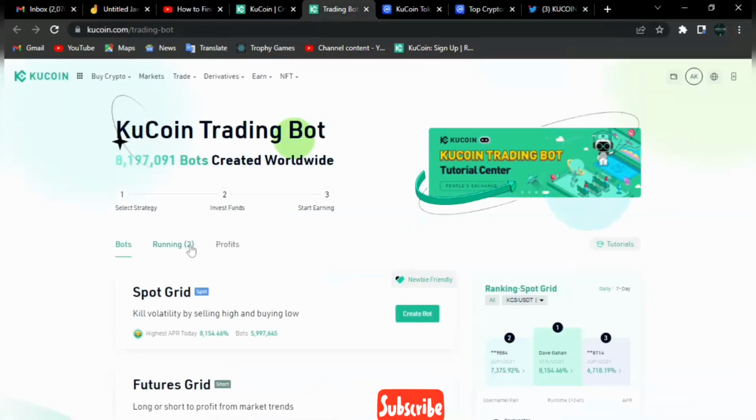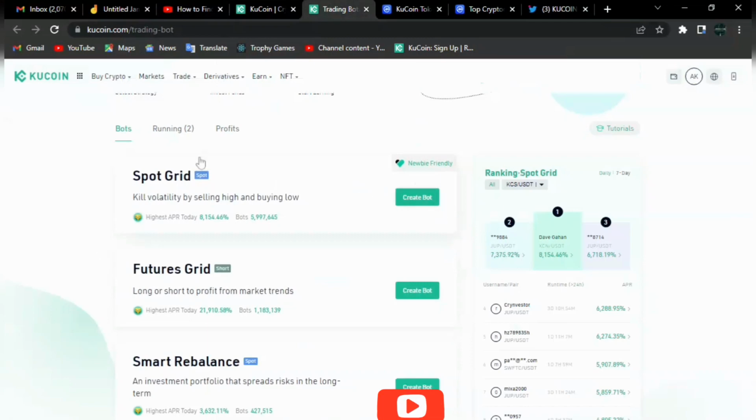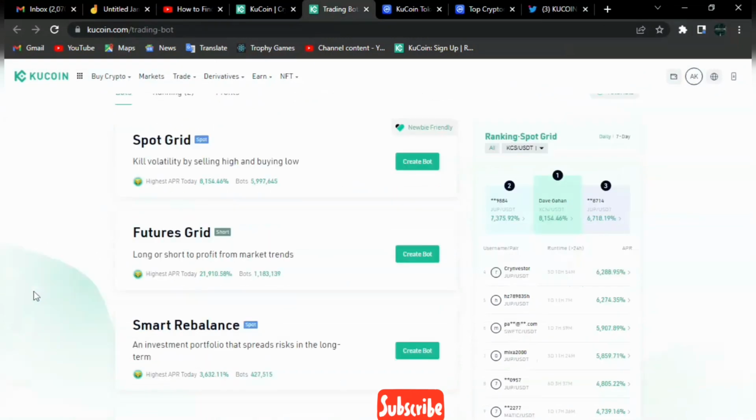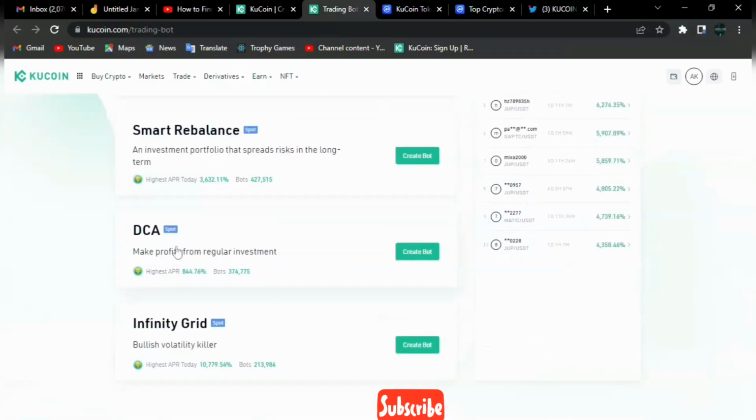Now, getting started on the trading bots, there are lots of trading bots. We have the spot grid trading bot for users who want to trade on the spot market and do it automatically. This bot tries to make you profit, that's its sole aim. Whether you're trading futures, doing a smart rebalance, or a DCA infinity grid, it tries to save you money so you can easily go ahead with this.